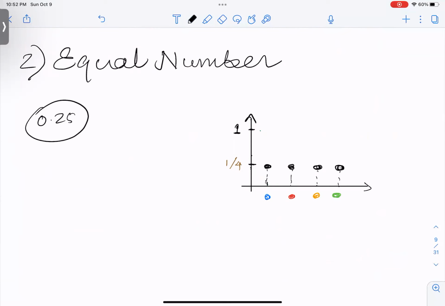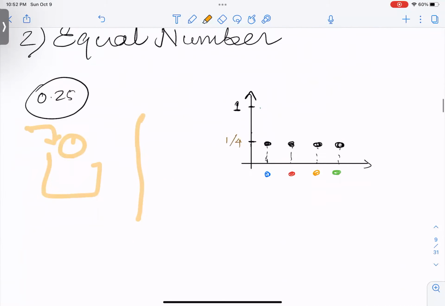Now if your friend asks, hey, what do you think? I'm taking a ball from this. What do you think is the color of the ball? Now you don't know anything about it because every ball is equally likely. So what could be the most optimal one? What could be the worst behavior from yours?